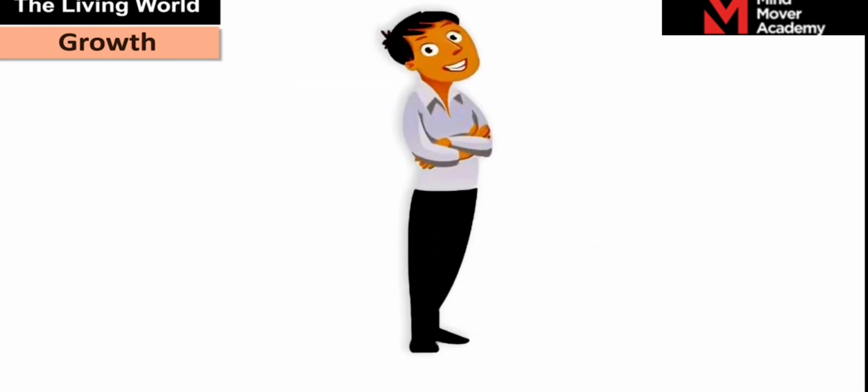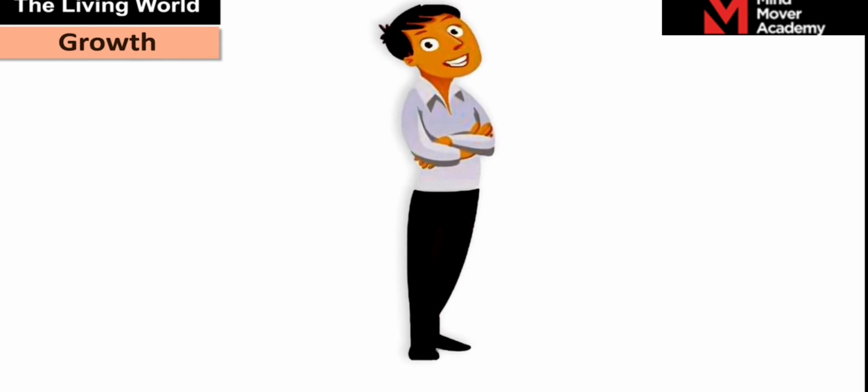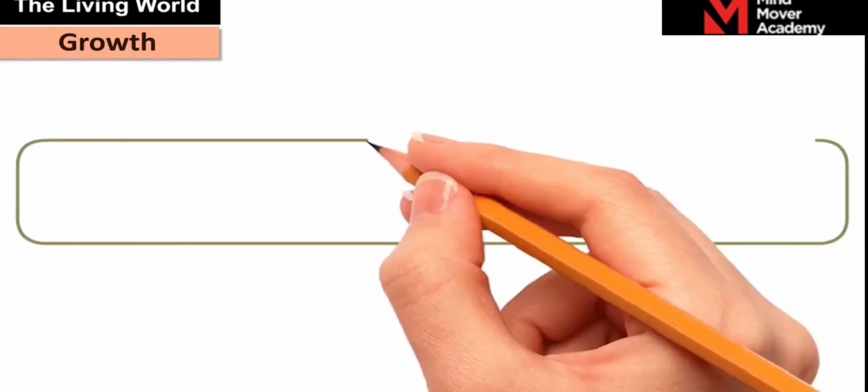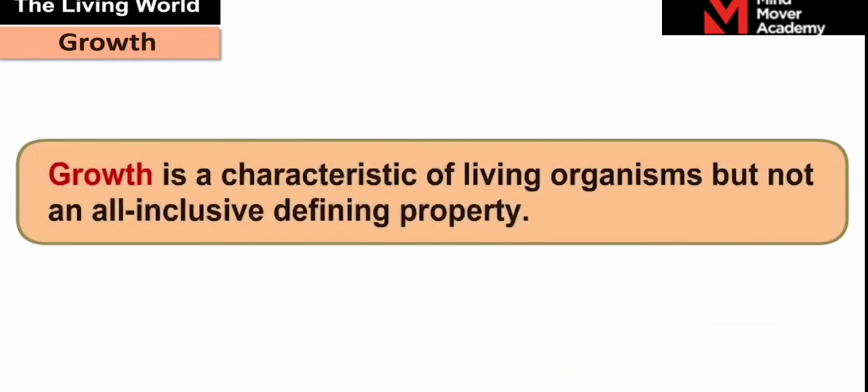Now, as we saw and understood that growth is shown by both living as well as non-living things, therefore it is considered as a characteristic of living organisms, but not an all-inclusive defining property for them. So clear about the concept of growth?